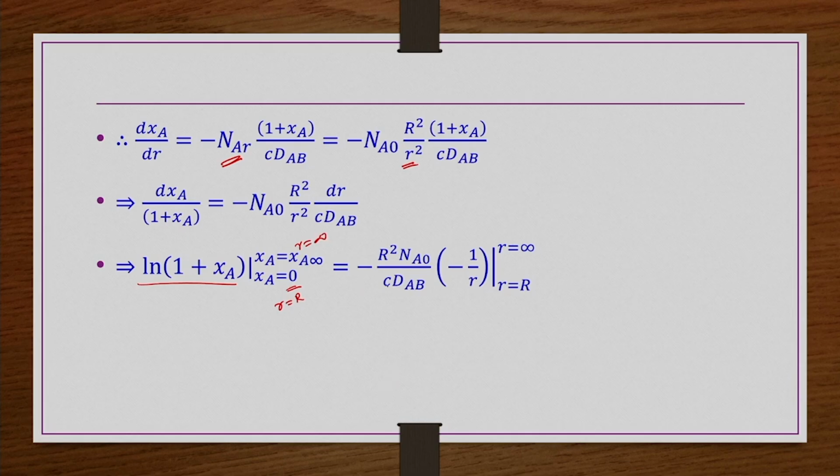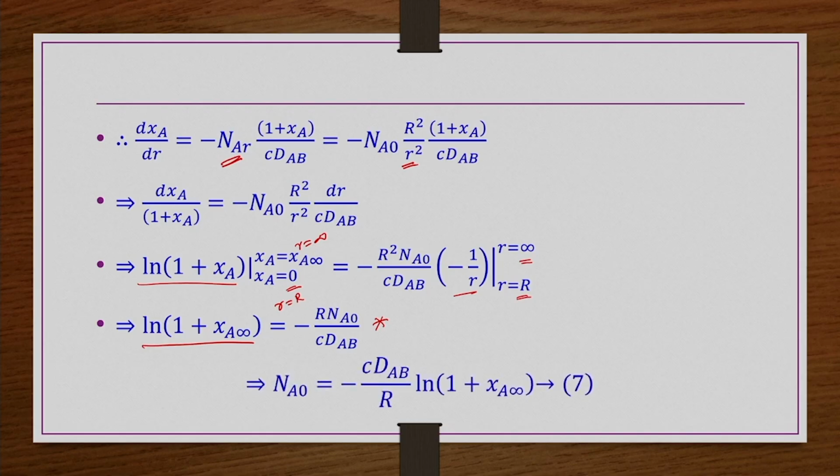equals minus capital R squared N_A0 by C D_AB, times the integration of dr by r squared, which is minus 1 by r, with limits R to infinity. So it should be plus 1 by R after substituting the limits. The left hand side is ln(1 plus x_A infinity), and the right side is minus R squared N_A0 by C D_AB multiplied by 1 by R. The square of R and that R cancel out, so we have only minus R N_A0 by C D_AB. So now N_A0 equals minus C D_AB by R ln(1 plus x_A infinity).